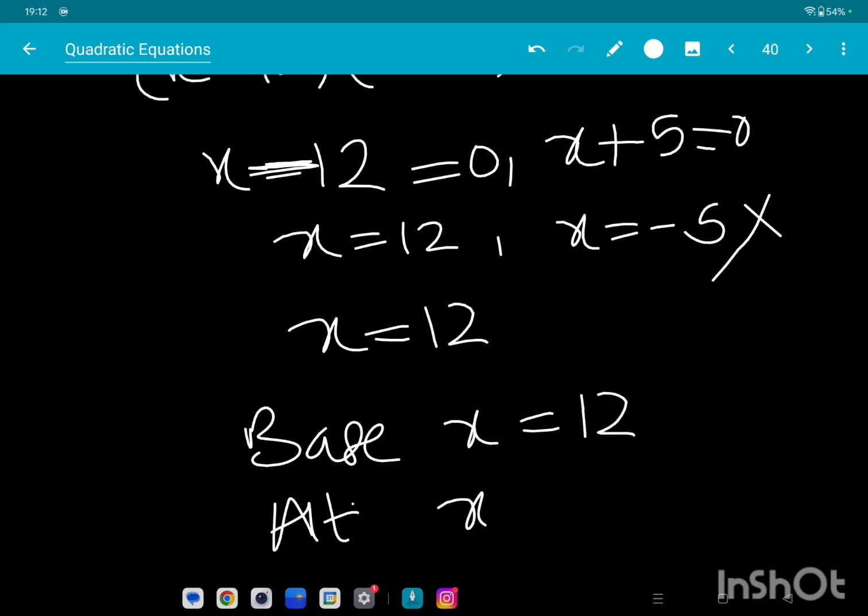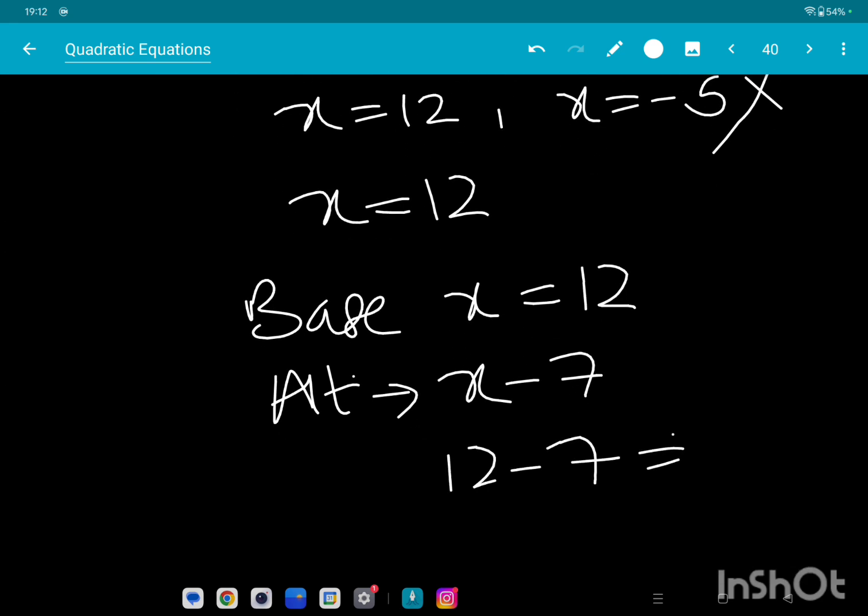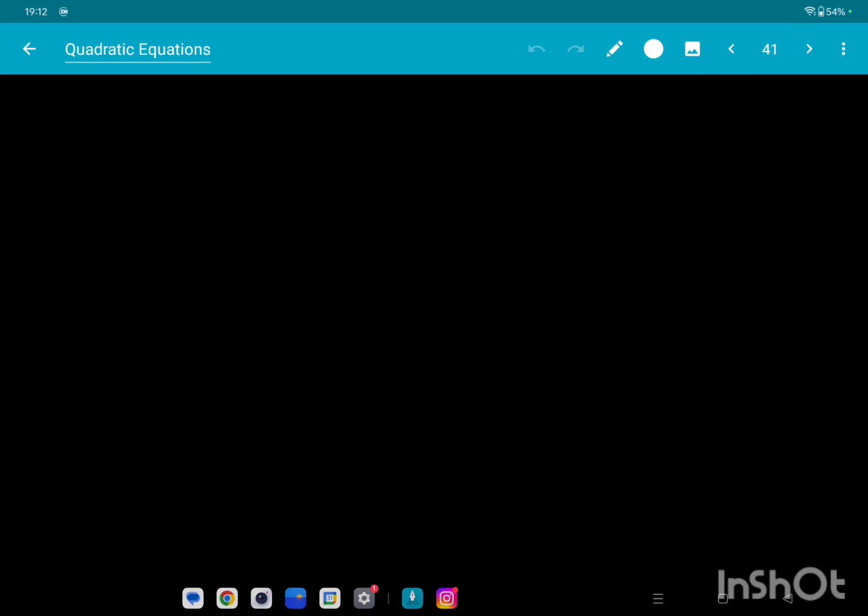So what is the altitude? Altitude is x minus 7, which is 12 minus 7. So it is 5 centimeters. This is the way we will find the sides of the right angle triangle. Now we will move on to the next question.